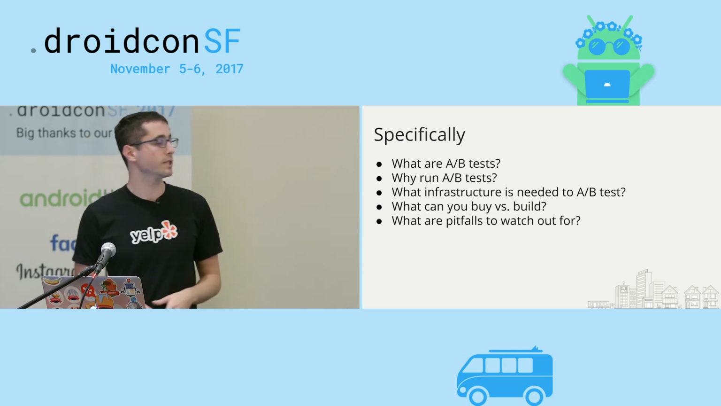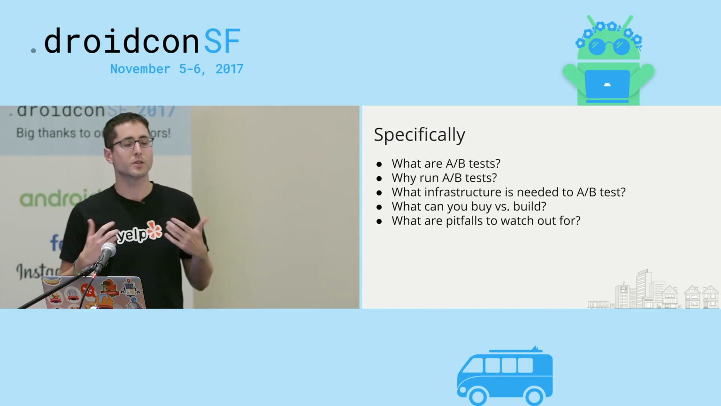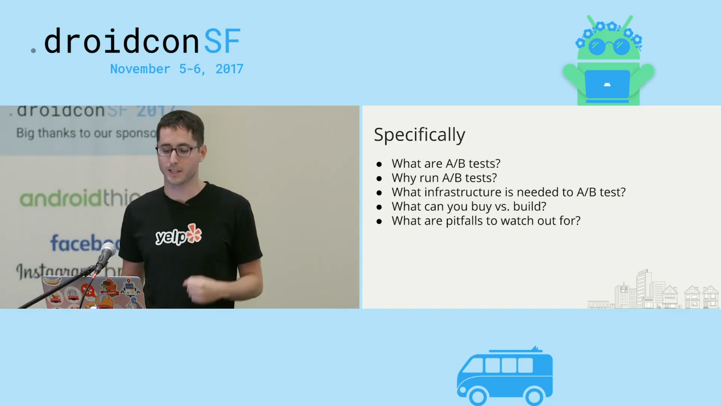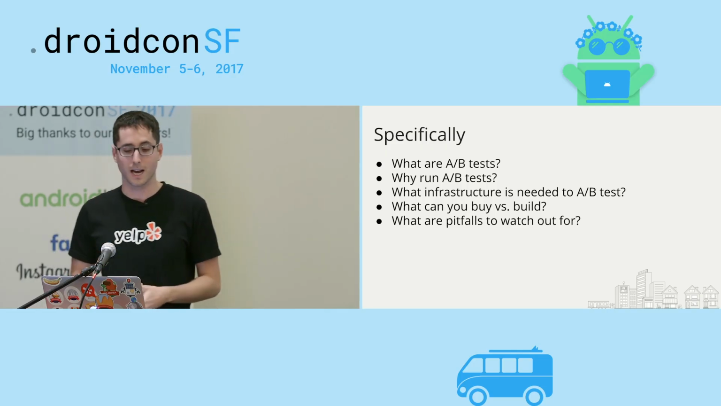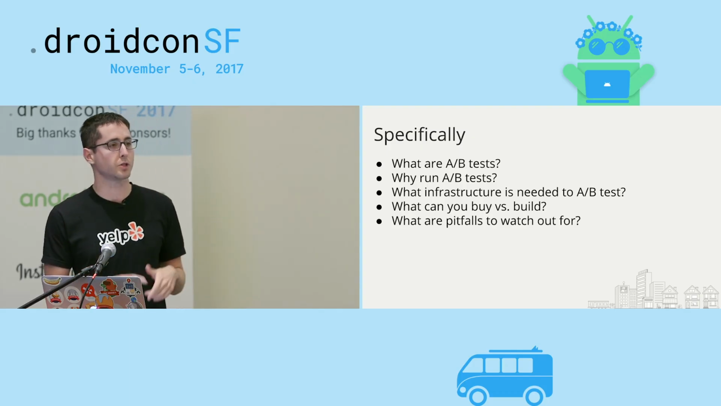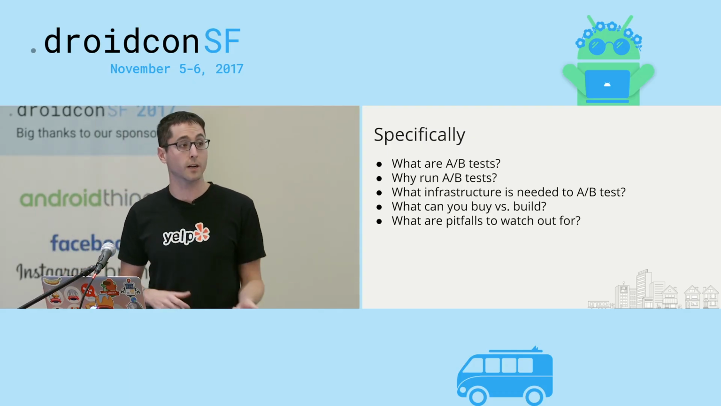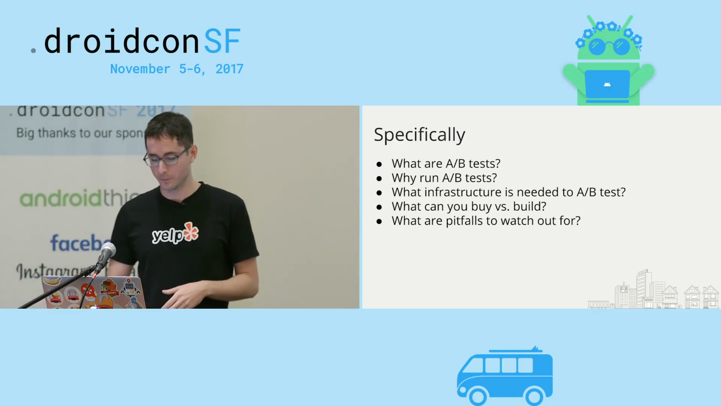Next, and the meat of this presentation, will be on what's the actual infrastructure that you need in order to run an A/B test. So someone comes to you and says, we're going to start doing A/B testing. It's the best thing since sliced bread. What do you actually need to build in order to make that happen? And throughout the course of that, I'll be calling out which things you can buy versus which things you should be building yourself and where the trade-offs are there. And lastly, I'll be talking about some pitfalls to watch out for.